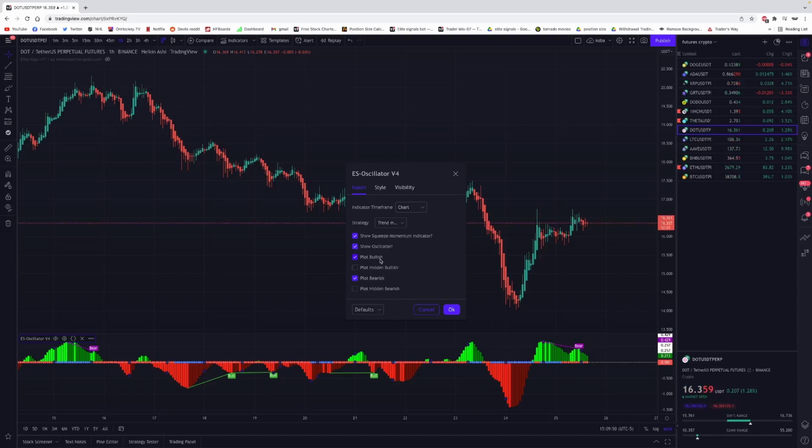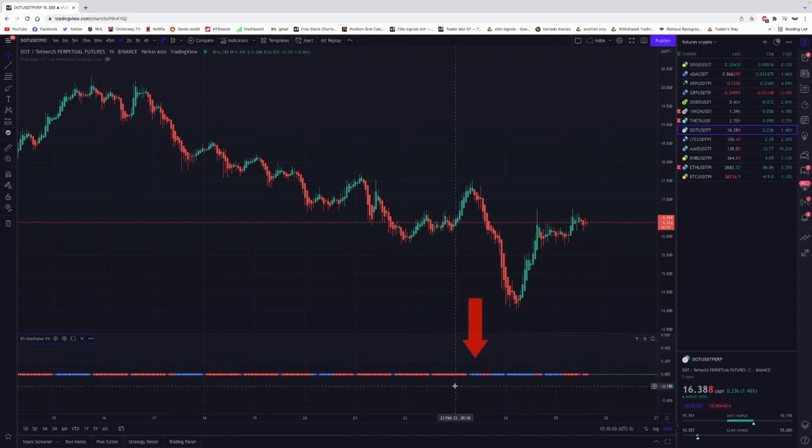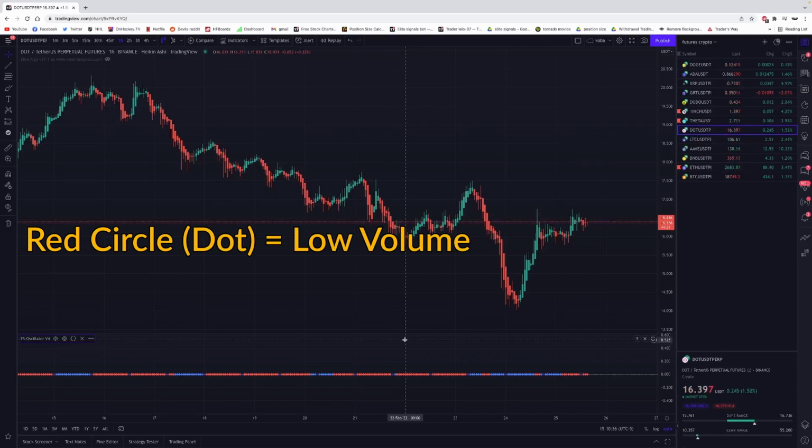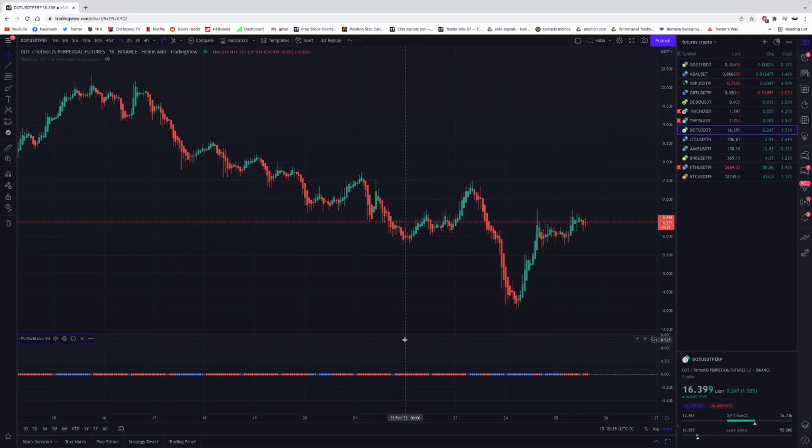Now, the first thing I want to talk about is the momentum indicator. If we check all these off, it's going to show you these red and blue circles. Now, what do they represent? Very simple. If you are in a red circle, as you can see right here, basically what that means is that there's currently very low volume in the market. So you shouldn't expect a big upwards movement or a big downwards movement when you're currently in a red dot.